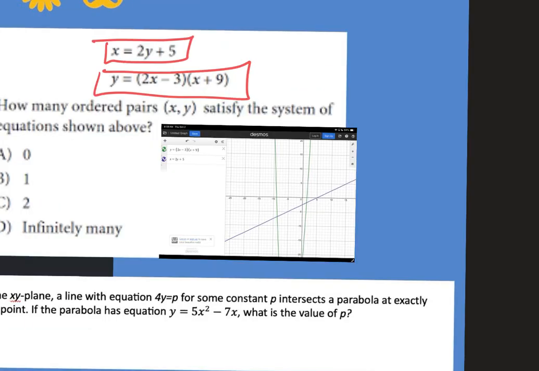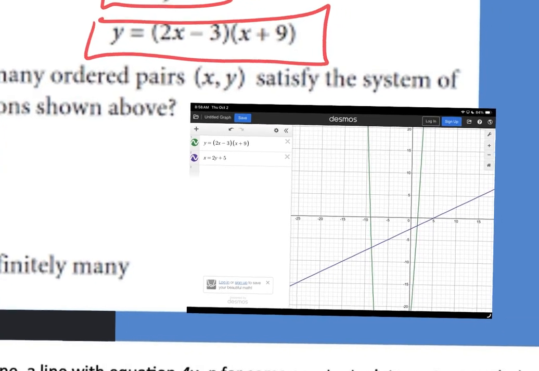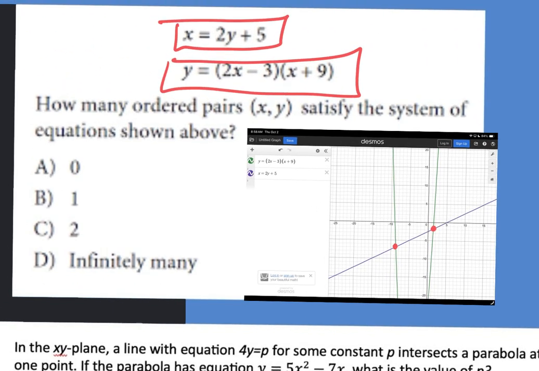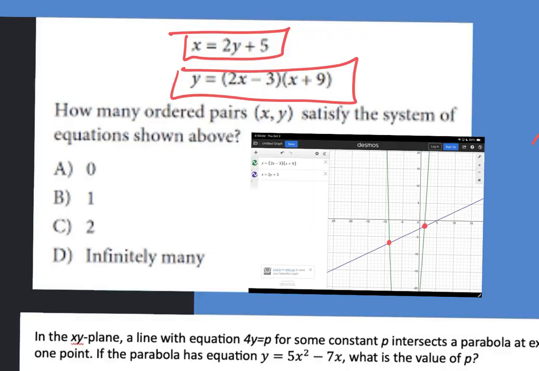All right, so I graphed these, right? I typed it in exactly as it is. The green is obviously my parabola, and the blue is obviously my line. And how many solutions are there? Two. It crosses 2 times. So there are 2 solutions. If the question had said, what are they? Then you can actually physically tap on those points and you can get what they are.